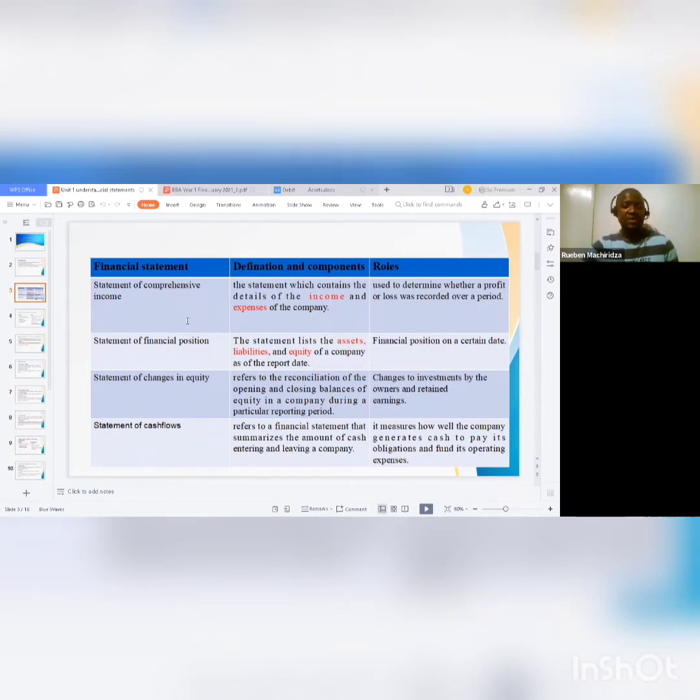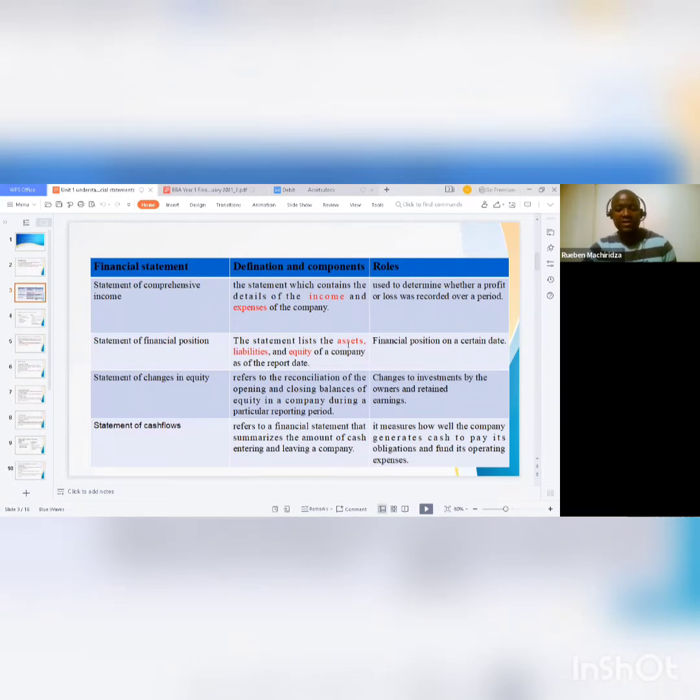And then the second financial statement we are going to be looking at is the statement of financial position. The statement of financial position. So from the name of the statement, it tells us where we stand in terms of the finances of the business. So what do we expect to find in the statement of financial position? We expect to find three things in particular.